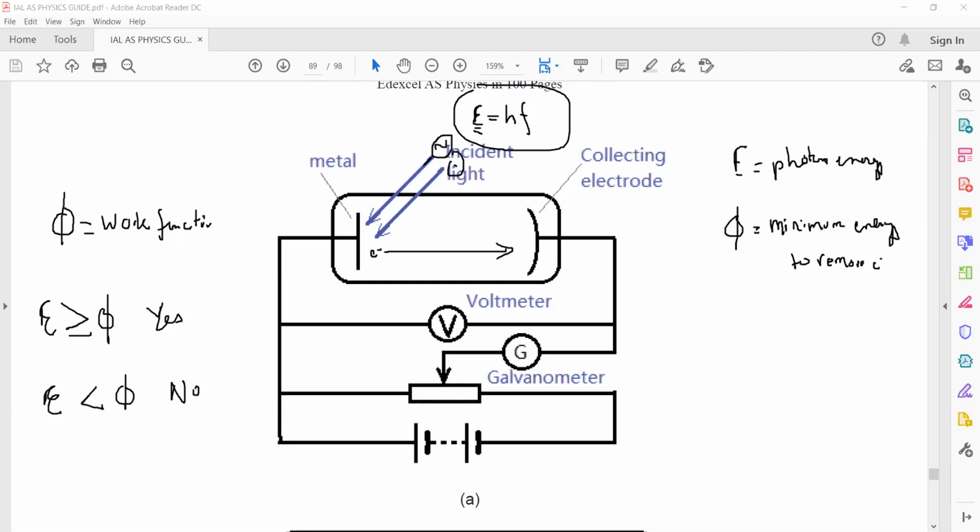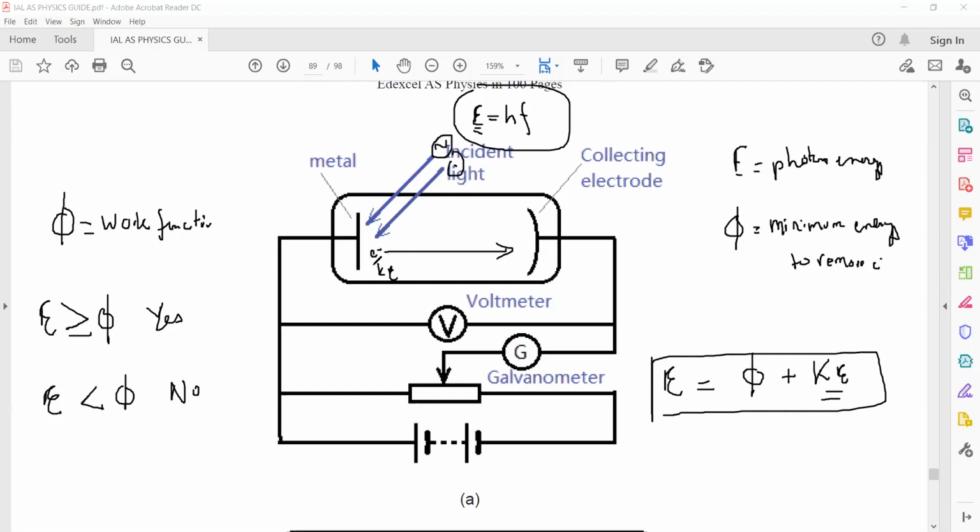So what happens when this energy is more than the work function? The remaining energy is used as kinetic energy. So we can say some of the energy of the photon is used as the work function and the remaining energy is used as kinetic energy. Energy of photon equals work function plus kinetic energy. This is called the photoelectric equation, or Einstein's photoelectric equation.